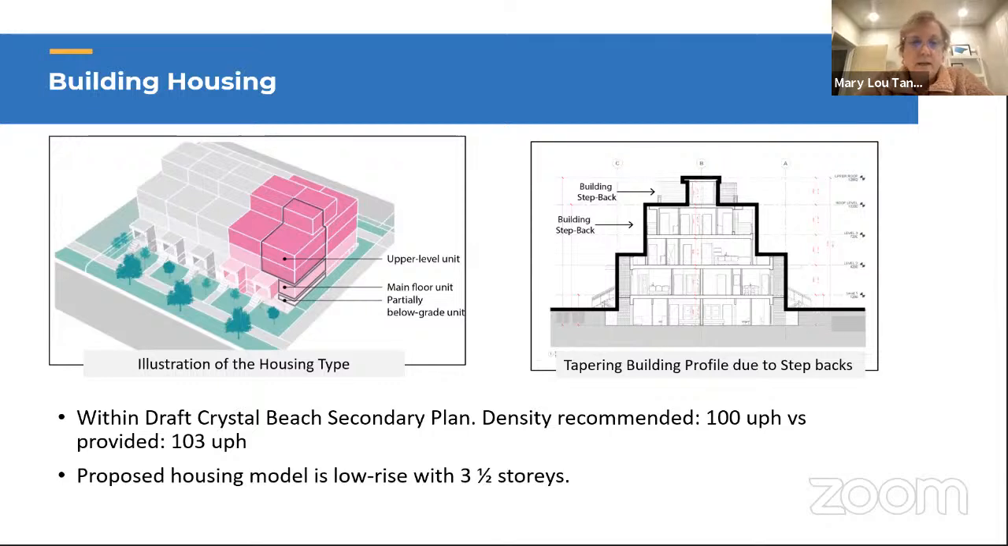We are proposing 103 units per hectare. And for context, the town of Fort Erie has just completed the Crystal Beach secondary plan, and this site is recommended by the town and has been adopted by council to be 100 units per hectare. So we are somewhat over, but only in a very minor 3% area. The proposed housing model, as I mentioned, is 3.5 stories with some 2-story portions, and those center blocks are 3 stories in height. Could I have the next slide, please?